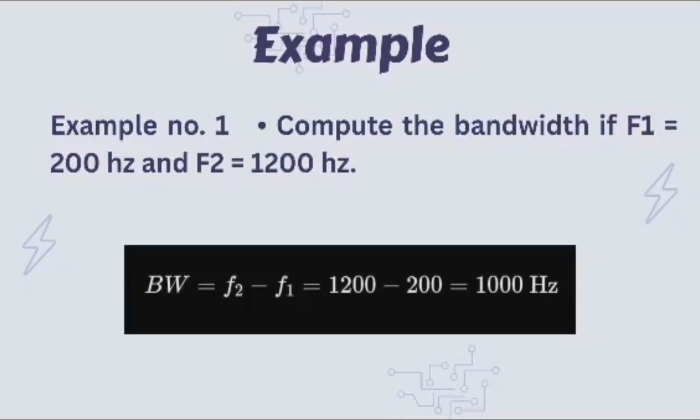Example number 1. Compute the bandwidth if f1 equals 200 Hz and f2 equals 1200 Hz. So, ang bandwidth diay kay nag-define siya sa differences between the upper frequency or f2 ug ang lower frequency which is ang f1. So, to solve this problem, we use the formula of bandwidth or BW equals upper frequency f2 minus lower frequency f1. So, 1200 Hz minus 200 Hz. So, ang bandwidth nato kay equals 1000 Hz.